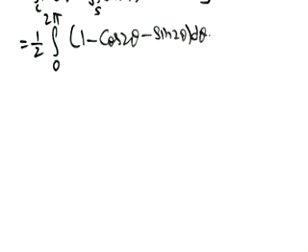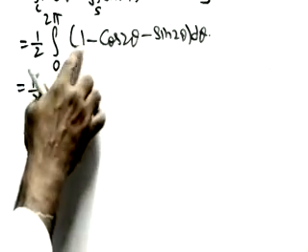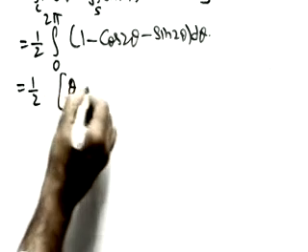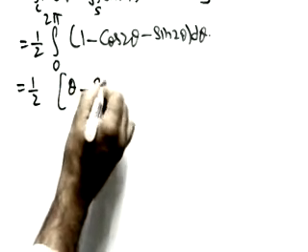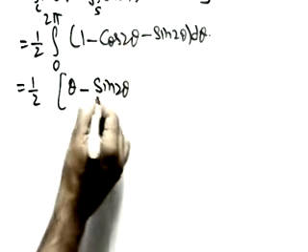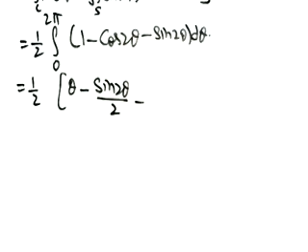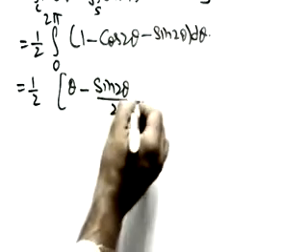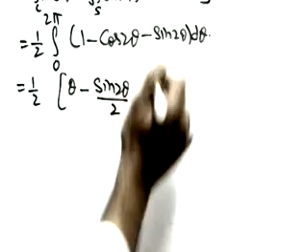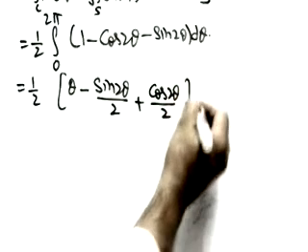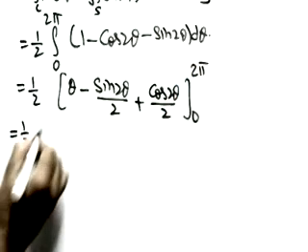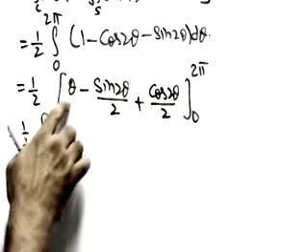Now see here, let me integrate this one. Equals 1 by 2 into the integral of 1, which is theta here. The integral of 1 is x, but we are integrating with respect to theta. The integral of cos 2 theta is sine 2 theta, but we have 2 with theta, so we have to divide by 2. Minus the integral of sine is minus cos, so minus 1 is plus cos 2 theta. Again we have 2 with theta, so we divide by 2. The limits are 0 to 2 pi. What is the formula? Upper limit minus lower limit.